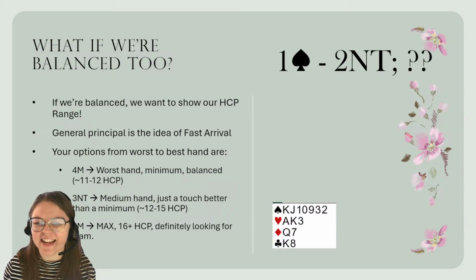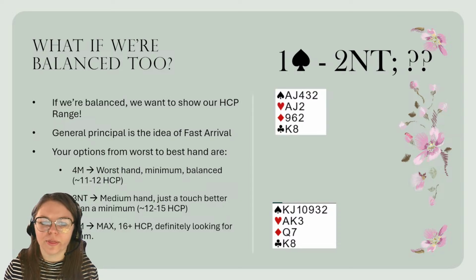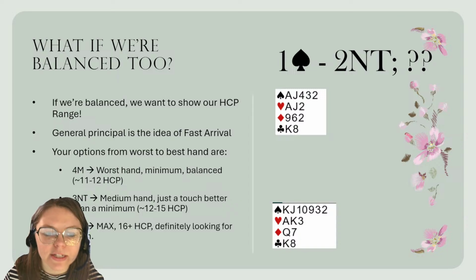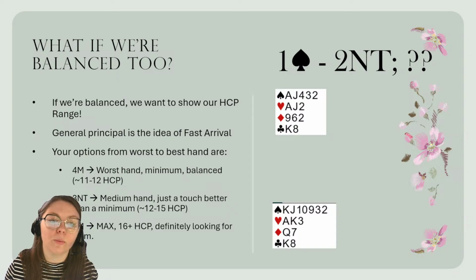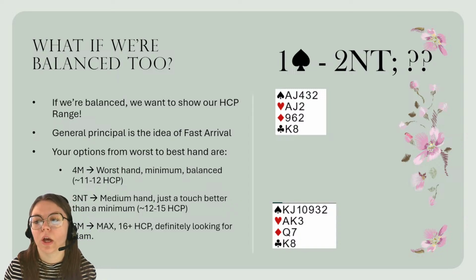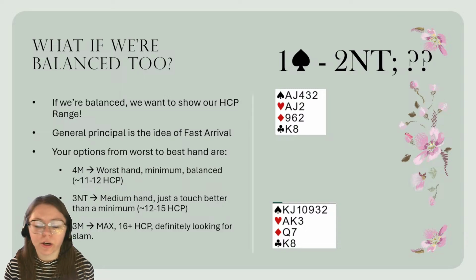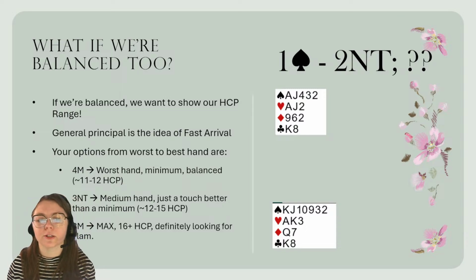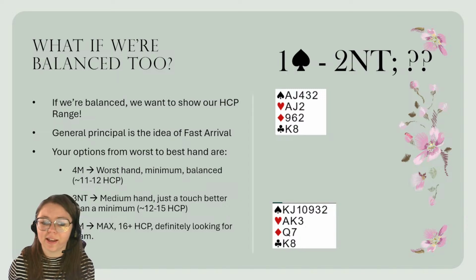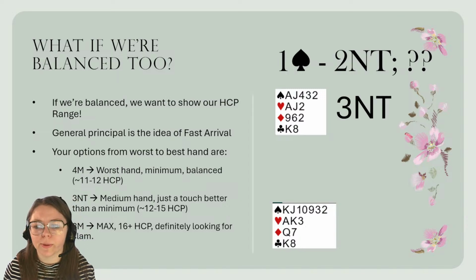All right, so let's take a look at a couple of examples. 1 spade, 2 no trump. So this one, we have 13 high card points. We are balanced. We are not like a drop dead minimum. So I would leave some room for partner if they are strong. If they want to explore for slam, I have an ace, I have a king. It's not hopeless. So I'll bid 3 no trump here.